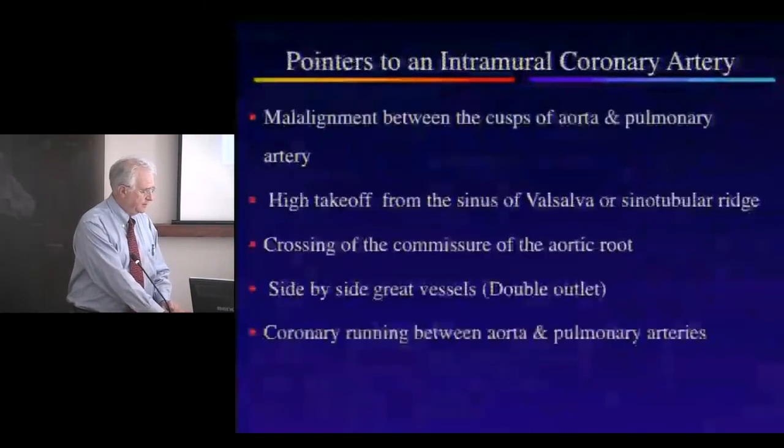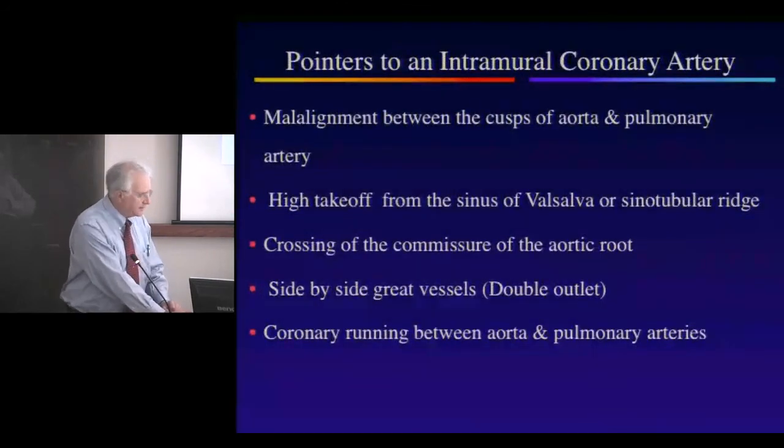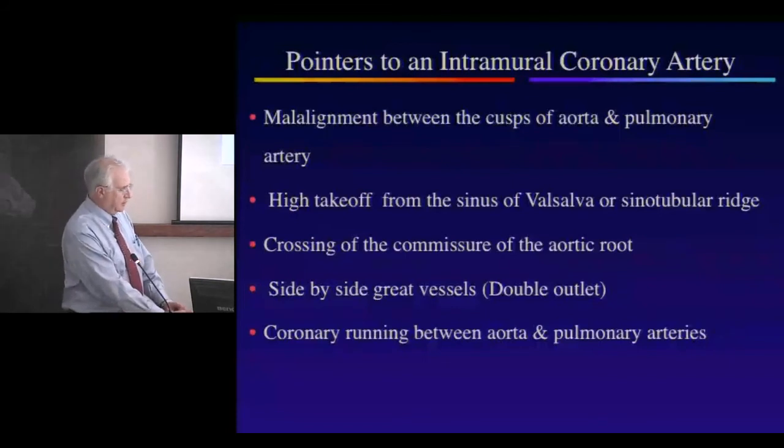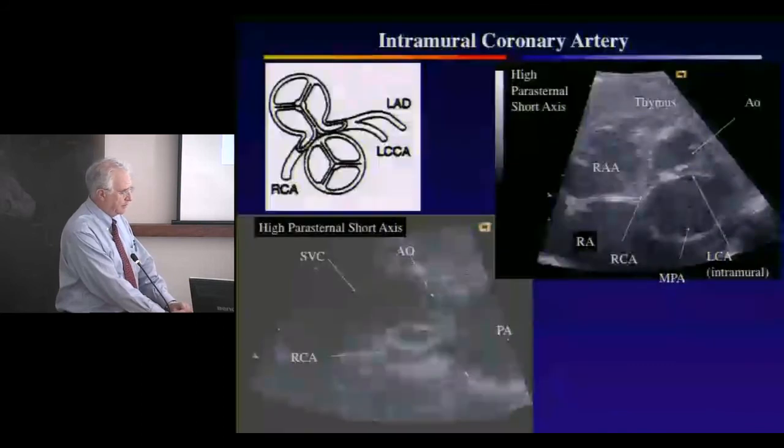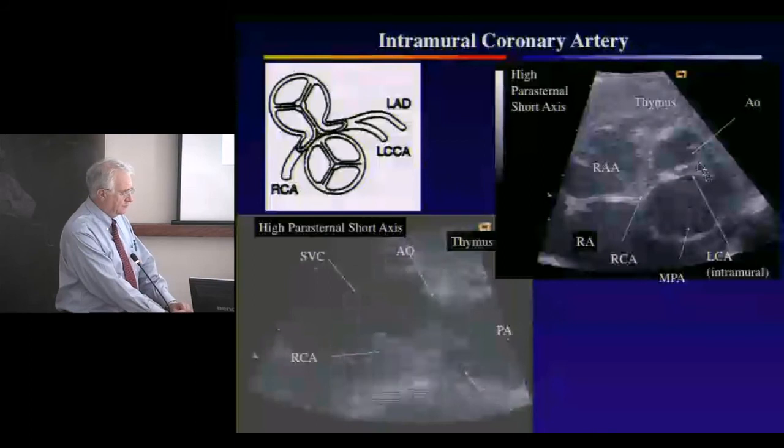So this is what I said about those things that Girish brought to our attention. Malalignment between the cusps, high takeoff of the sinus of Valsalva, crossing the commissures, more common in double outlet, particularly with transposition VSD type physiology, and coronary running between the aorta and the pulmonary arteries. Okay, so here's another intramural coronary.